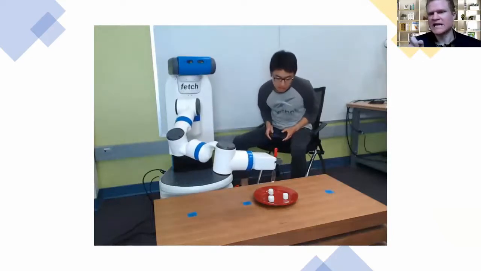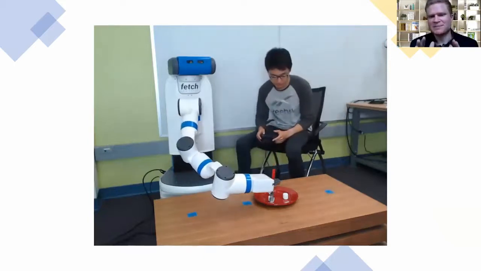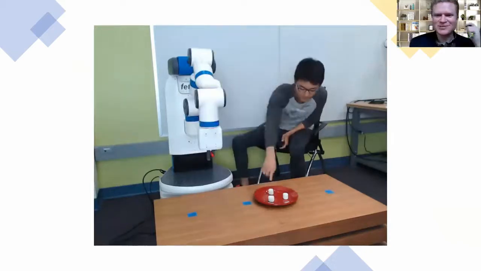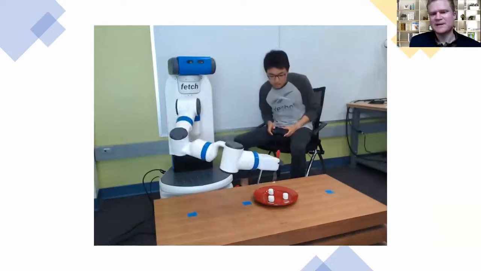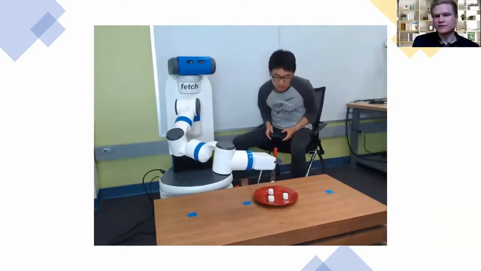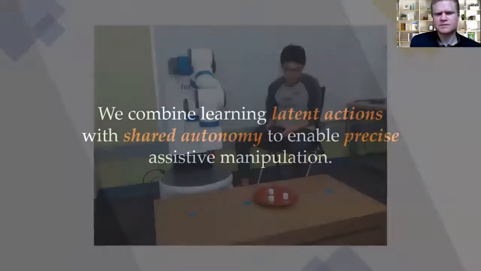Here are the users trying to stab a marshmallow that they want to grab. You'll notice how much time they spend trying to line this up, and they still miss. They weren't able to exactly get the marshmallow they wanted because of how precise the task needed to be. And that suggests that just latent actions maybe can't solve these more precise manipulation tasks.